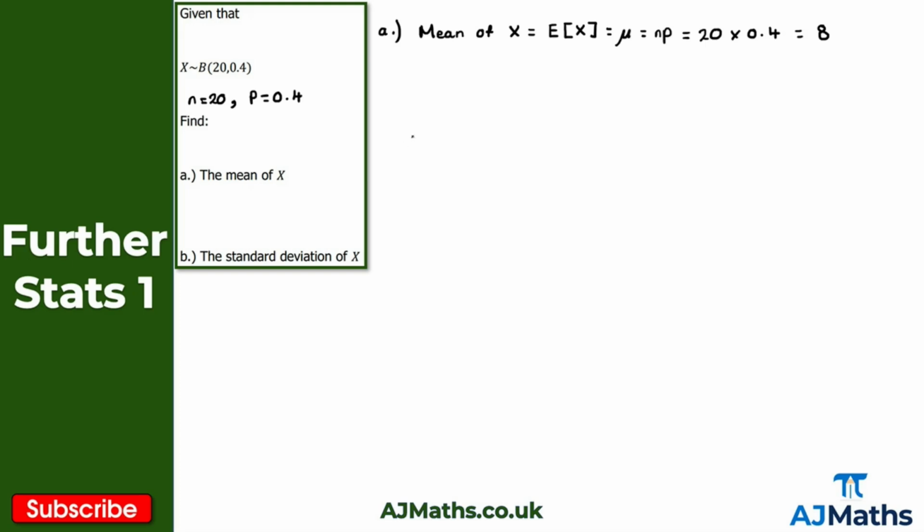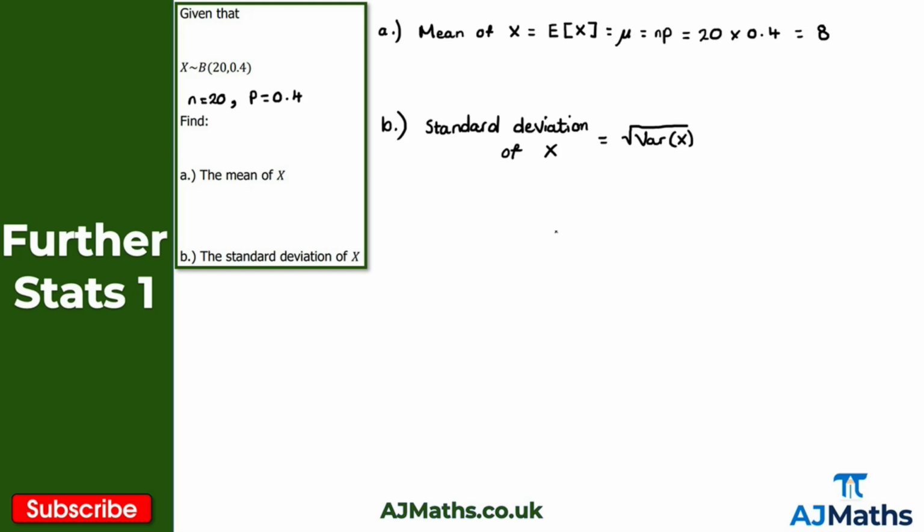Like you can see, quite straightforward just using these results. Now for part B, we're looking for the standard deviation of the random variable x. Just remember the standard deviation is equal to the square root of the variance. So the standard deviation of x will be equal to the square root of the variance of x.